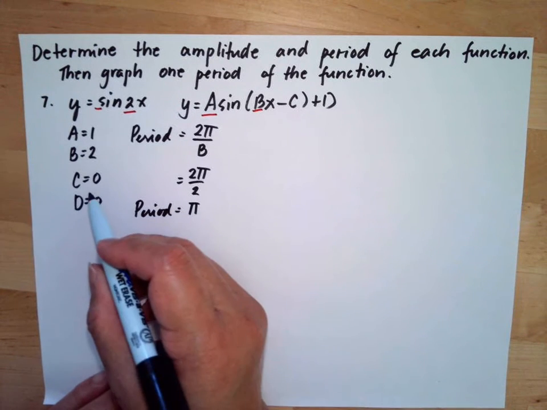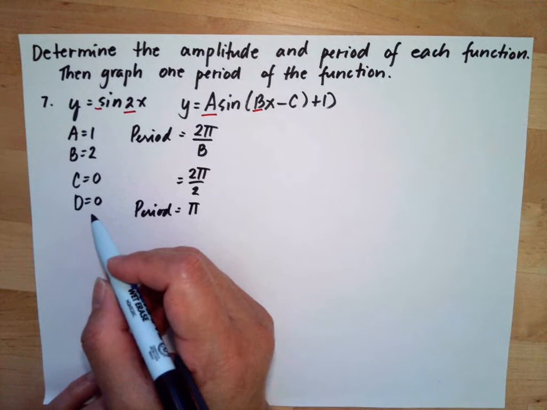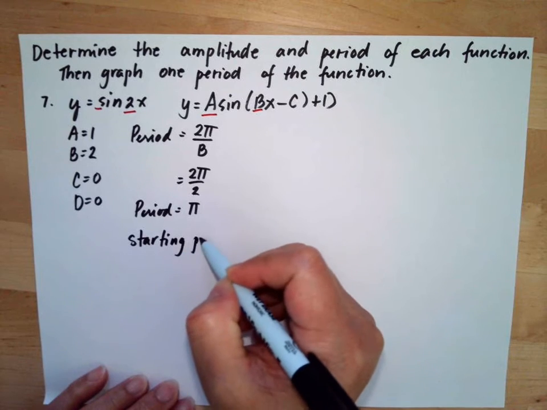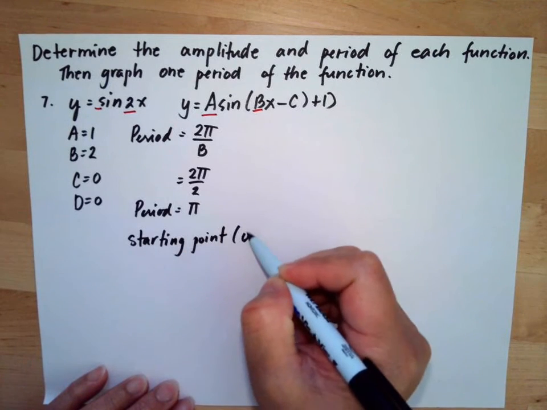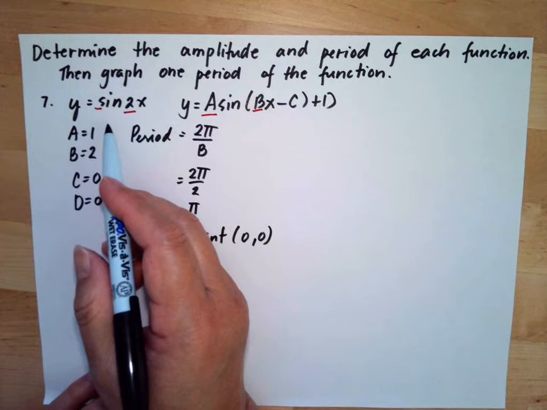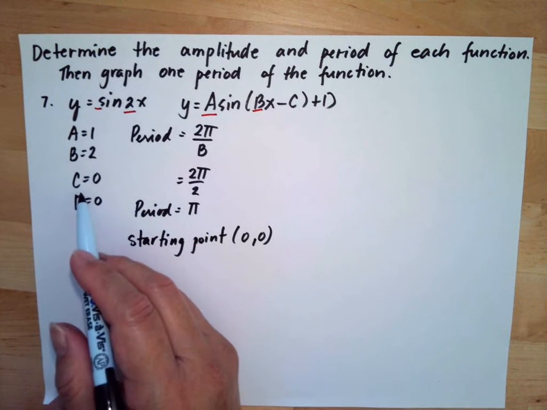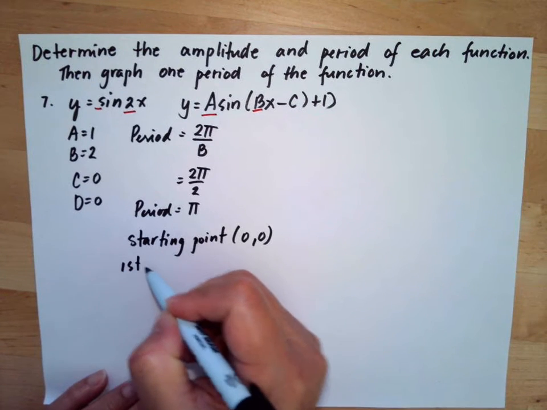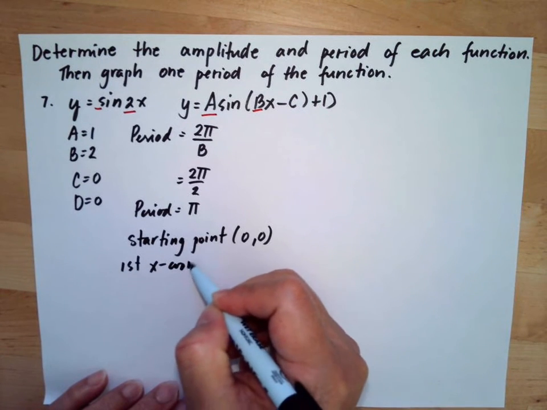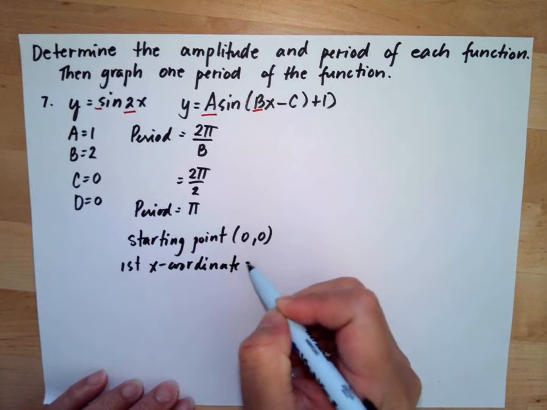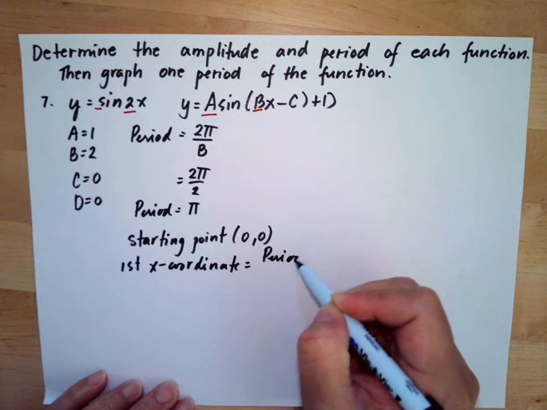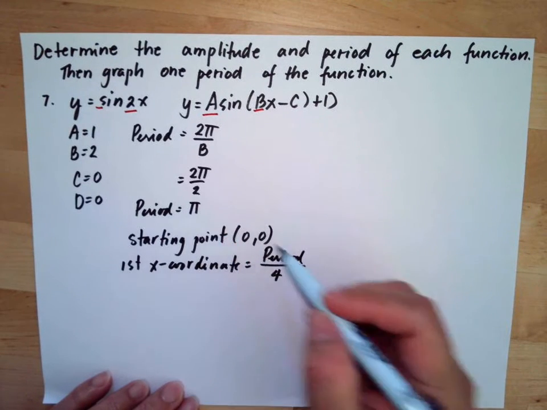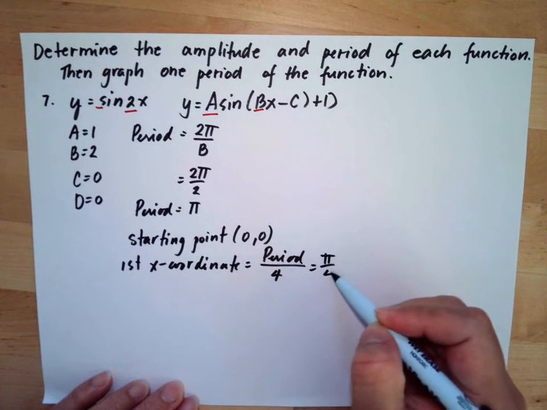Now if there's no horizontal and vertical shift, then the starting point is the origin 0, 0 for sine. Only for sine. And if there's no horizontal and vertical shift. Now, the first x coordinate after the starting point is equal to the period over 4. So, period is equal to pi, so this will be pi over 4.